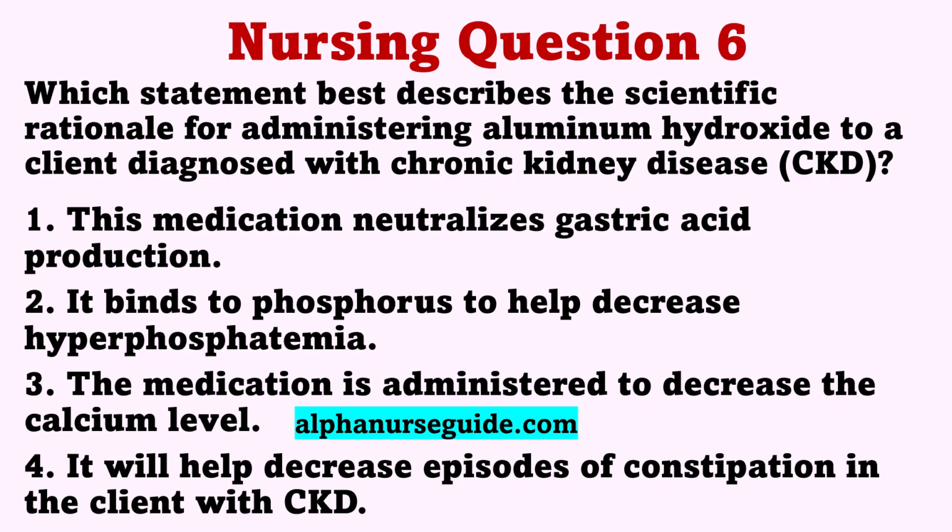The correct answer is 2. It binds to phosphorus to help decrease hyperphosphatemia. Clients with CKD experience an increase in serum phosphorus levels, and administering aluminum hydroxide, an antacid, binds with phosphorus to be excreted in the feces. Option 1 is the scientific rationale for administering antacids to clients with peptic ulcer disease or gastritis, not clients with CKD. Aluminum hydroxide does not affect the calcium level. Aluminum hydroxide can cause constipation. It is not used to treat constipation.